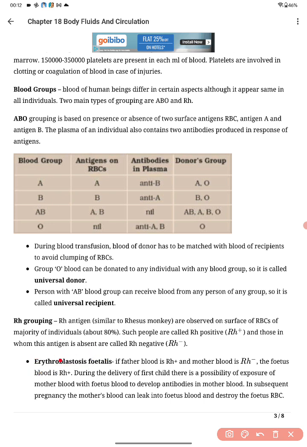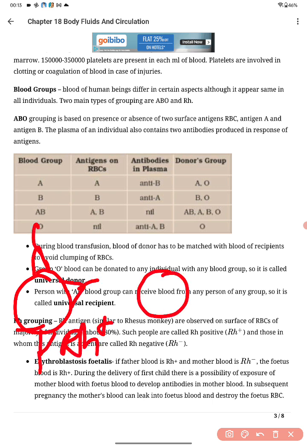Erythroblastosis is nothing but erythro means RBC, blastosis means blasted, destroyed. Why is the RBC of the fetus destroyed? Let's talk about it. As we have said, those who have the Rh antigen are called Rh positive, and those who do not have the Rh antigen are called Rh negative.